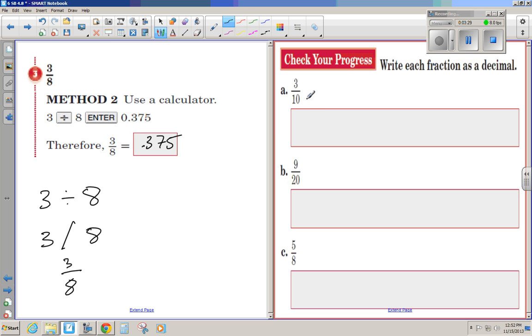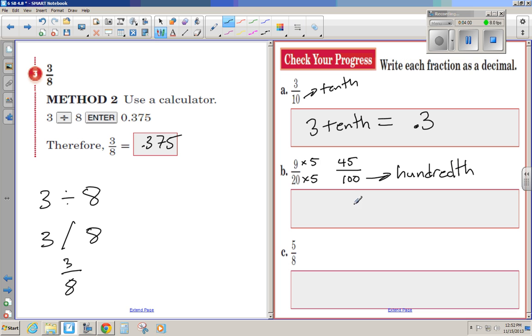All right, so let's write these as decimals. This is a tenth, so 3/10 equals 0.3. This is a 20th, but I know that 20 can be made into 100 by multiplying by 5. So you end up with 45 hundredths. This is a hundredth, and there's 45 of them. So you do 0.45.